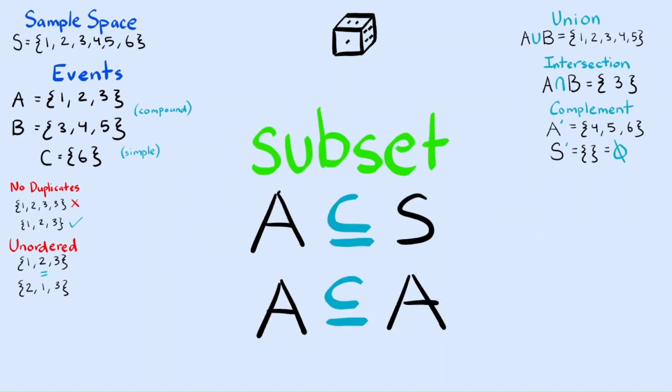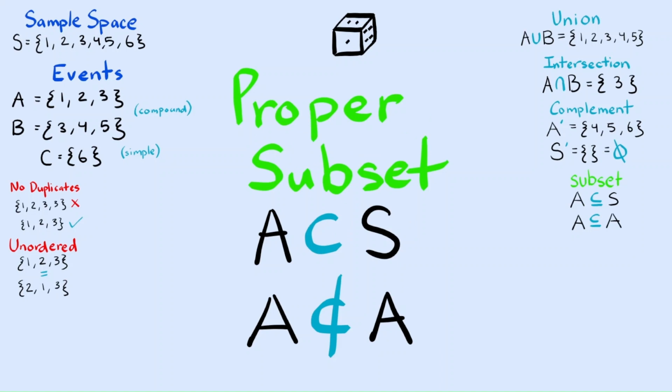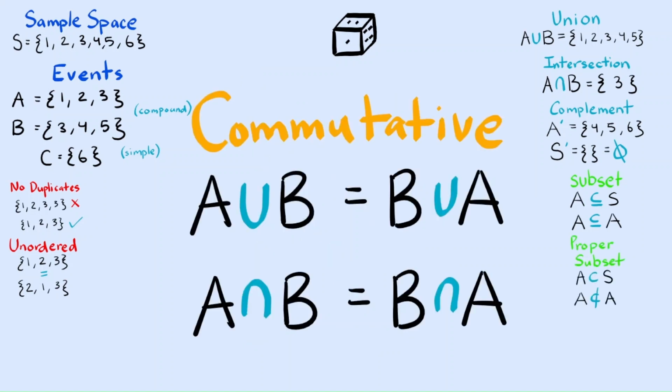Now for some set relations, a subset of another set is a smaller set that has every single element that it has, and it could also be the same set. So in this case, A is a subset of S, and A is also a subset of itself. To be more specific, we also have proper subsets, which are the same thing, except they can't equal each other. So in this case, A is still a proper subset of the sample space S, however, it's not a proper subset of itself.